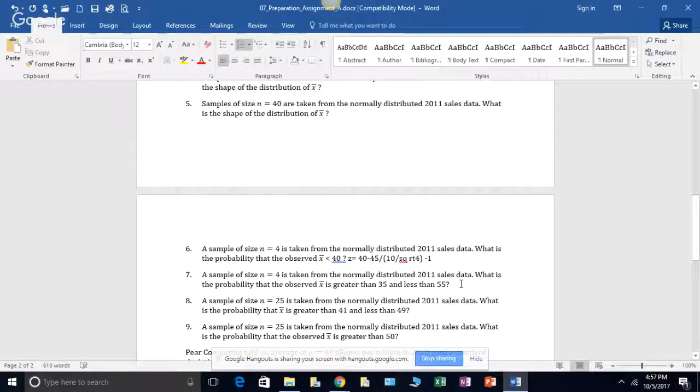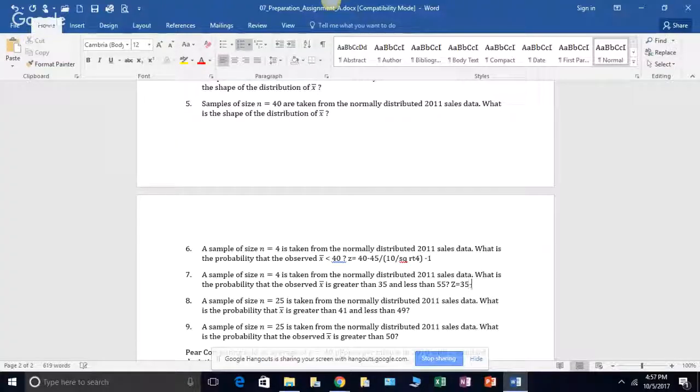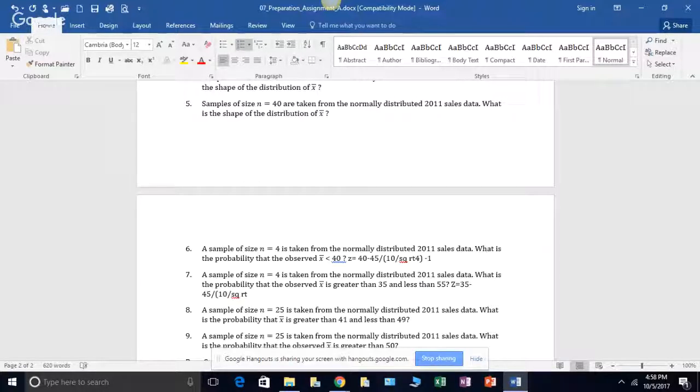So moving on. Write that down real fast. Z, you go ahead, I'm listening. Okay, Z equals 35 minus 45 divided by. Sorry, I just really have to write it down fast, otherwise I lose it.